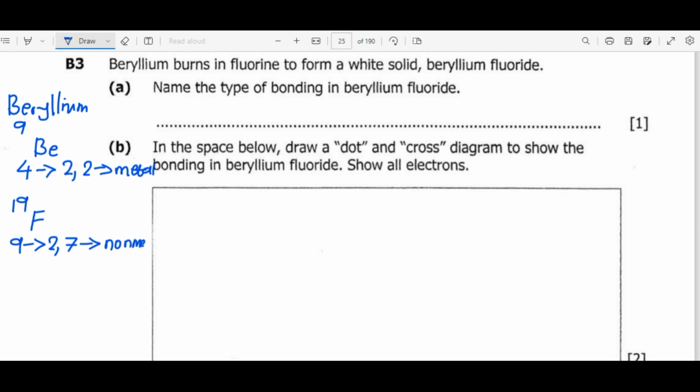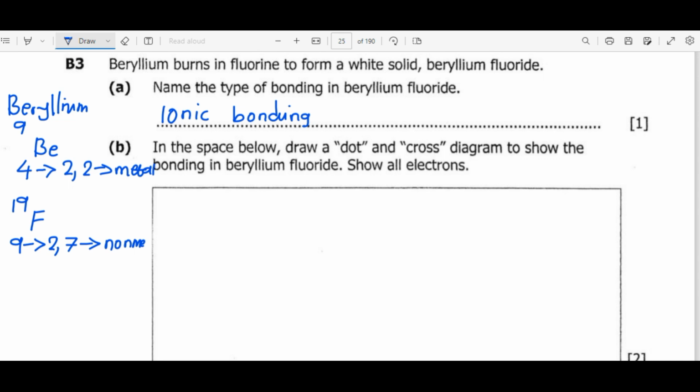To simplify, we are dealing with bonding that is taking place in a chemical compound comprising a metal and a non-metal. So for question A, name the type of bonding in beryllium fluoride: this is ionic bonding. The bond in between the 2 ions is an ionic bond, and the compound is an ionic compound. Now we move on to question B.